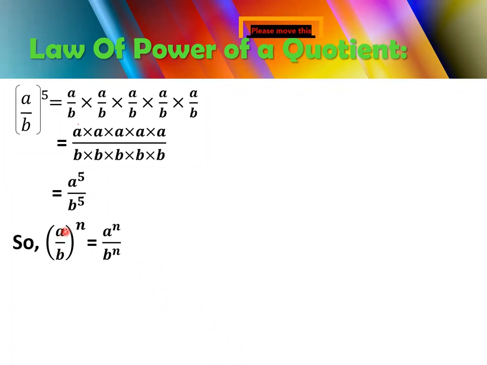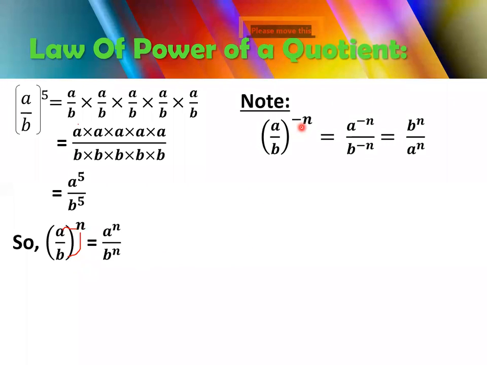in quotient form with whole power n, you are going to give this whole power to the numerator as well as to the denominator. So you simply write that n is the exponent for a and b as well. One thing you should keep in mind is that if your exponent is negative, you are going to give it to the numerator as well as the denominator, just like this: a raised to the power minus 9 and b raised to the power minus 9.